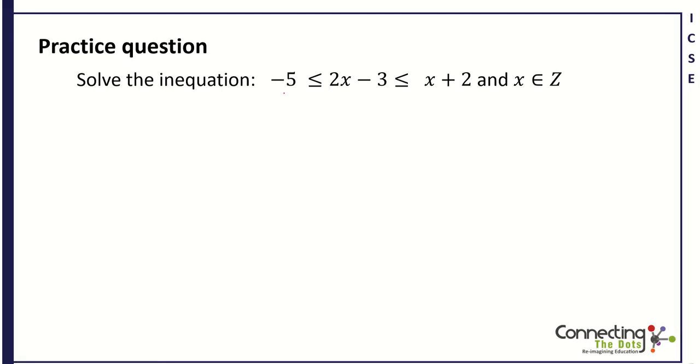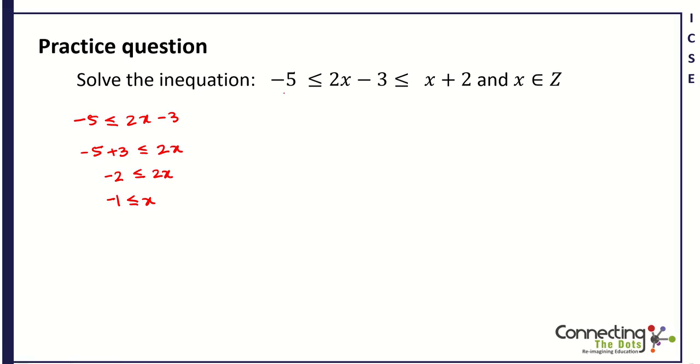So let's start with the first. Negative 5 is less than or equal to 2x minus 3. By adding 3 to both sides, you end up with this. By dividing both sides by positive 2, you end up with minus 1 less than or equal to x. That is what we have.